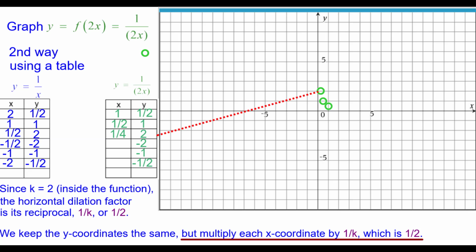Go ahead and press pause, finish the table, resume when you're ready. Negative 1/2 times 1/2 is negative 1/4, negative 2. Negative 1 times 1/2, negative 1/2, negative 1. And negative 2 times 1/2, negative 1, negative 1/2.